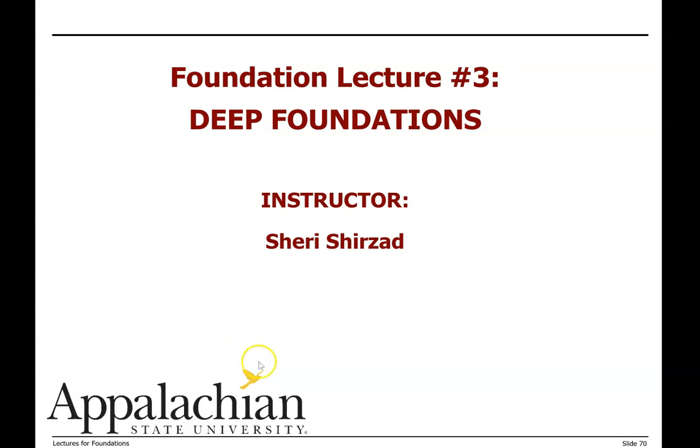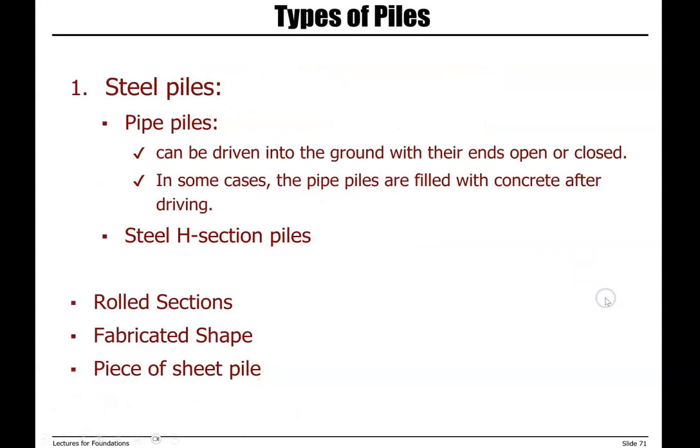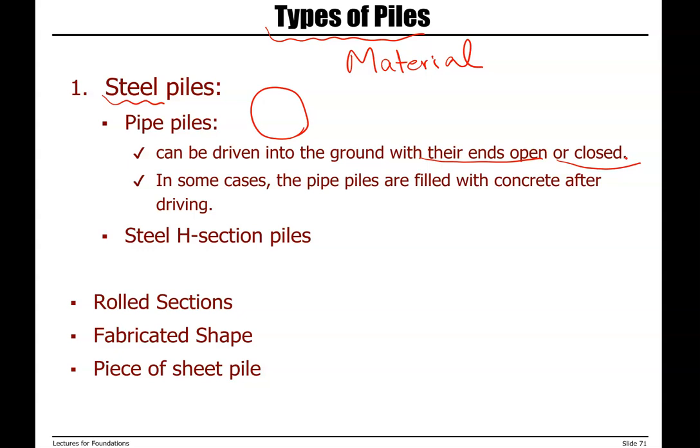We have different types of deep foundation or piles, and we're gonna look at different types of materials for pile construction. One of the most common types of materials used in pile construction is steel. So we have steel piles. It can be a pipe pile, which can be driven into the ground. It can have an open end or a closed end. And then in some cases, we can even fill the pipe pile with concrete to increase the strength of the pile.